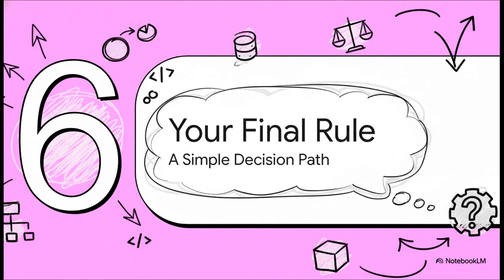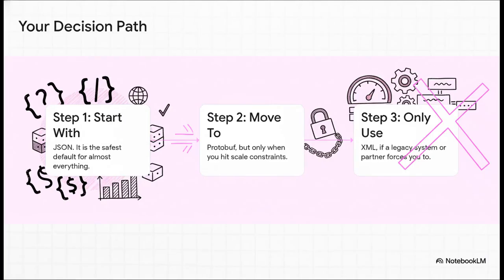All right, so after all that, what's the takeaway? How should you actually make this call in your own projects? Let's just boil this all down to one simple, final rule of thumb you can take with you. It really comes down to this simple path. Step 1, just start with JSON. Seriously. It's simple, it's universal, and it's the right choice probably 90% of the time.